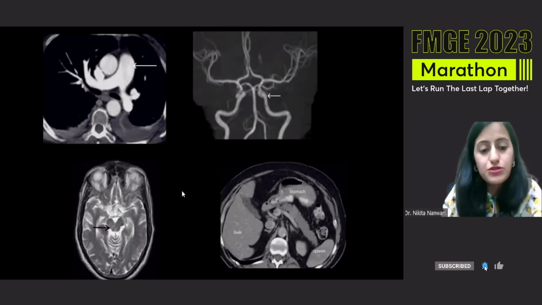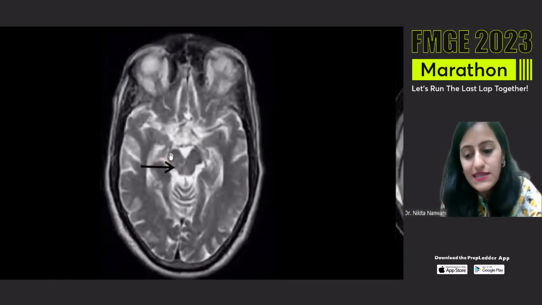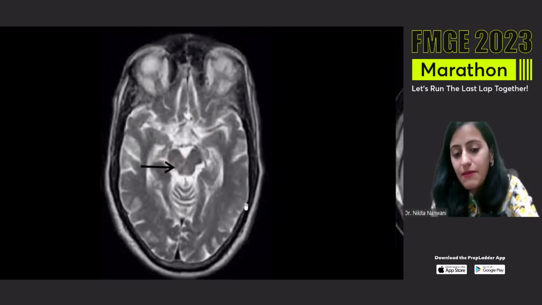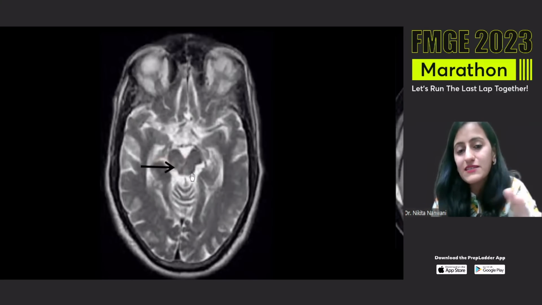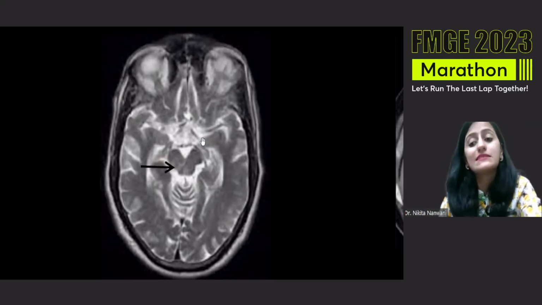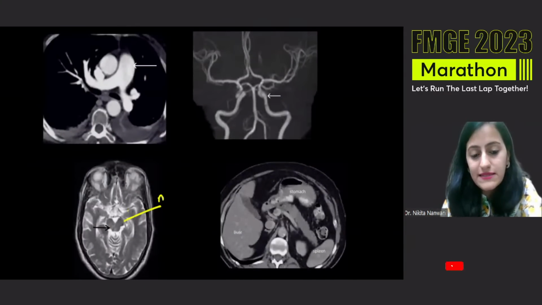Now, going to this image that has been asked in the previous exam. What do you think is this labeled structure here? This is MRI with the black bone. The water is white, a T2 weighted MRI showing this structure. Is it midbrain? Is it pons? Is it medulla? Remember that this one here is midbrain.